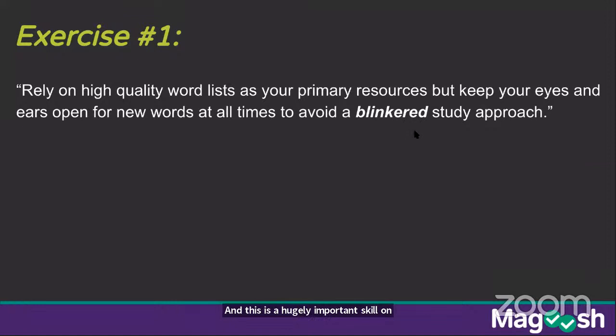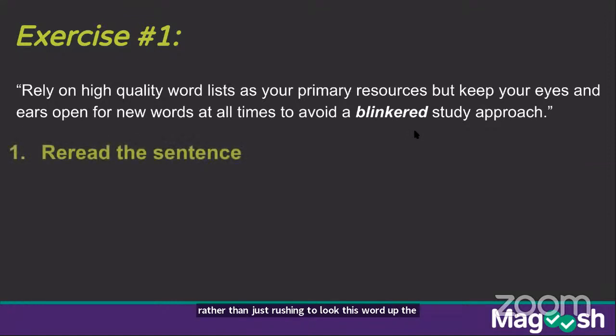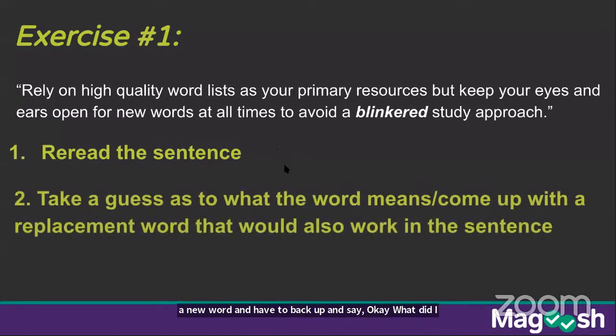So rather than just rushing to look this word up, the first step when we hit a new word is just reread the sentence. Just pause at that point. I do this all the time in my personal life, where I hit a new word and I have to back up and say, okay, what did I just read? Then the next part is, can I hazard a guess based on the context as to what that word might mean, and come up with some kind of replacement word that might also work? This is hugely important. This is, in a way, what text completion is really pushing us to do. So let's do that with this word.